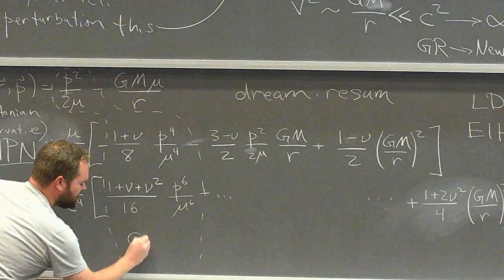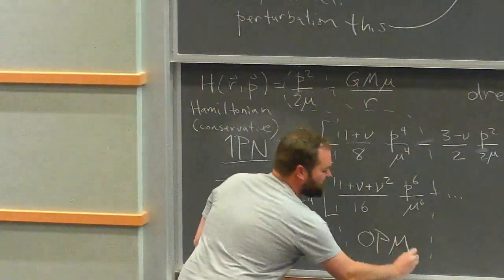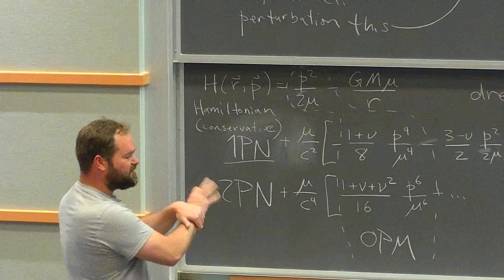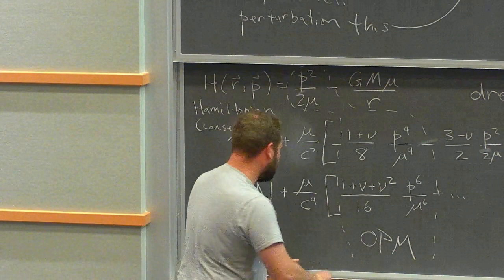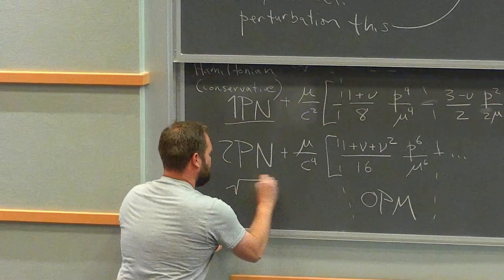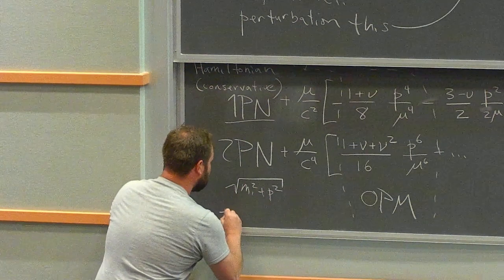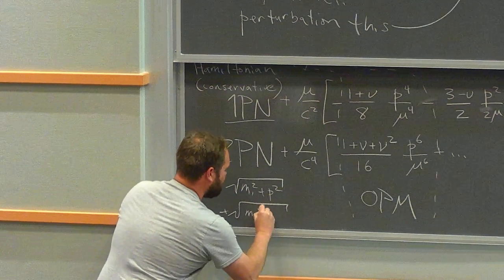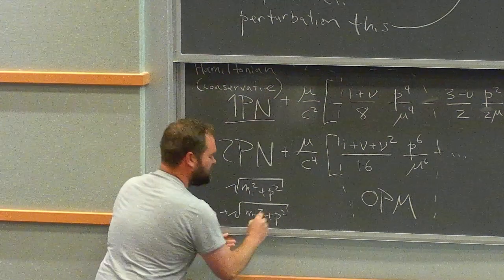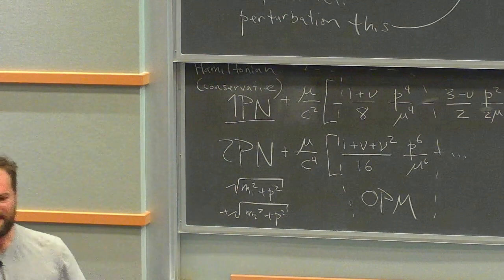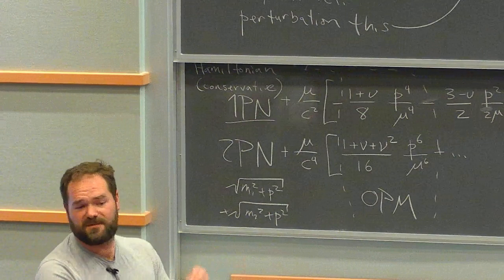So that would be like the zeroth post-Minkowskian column. By the way, that's very easy. The answer is just square root of m1 squared plus p squared plus square root of m2 squared plus p squared, which is like the Hamiltonian in the center of mass frame that you would write down for something in special relativity.